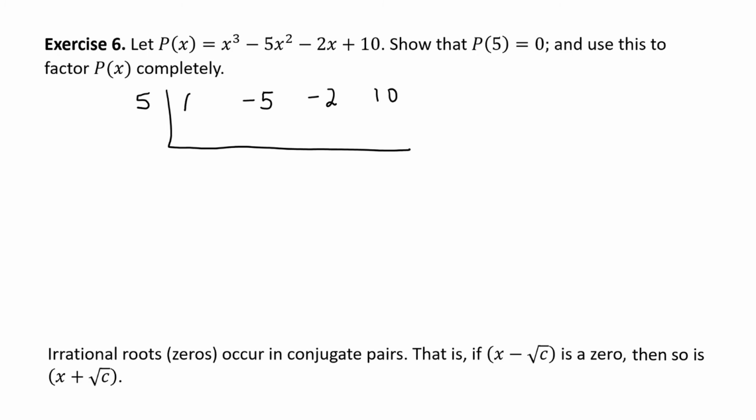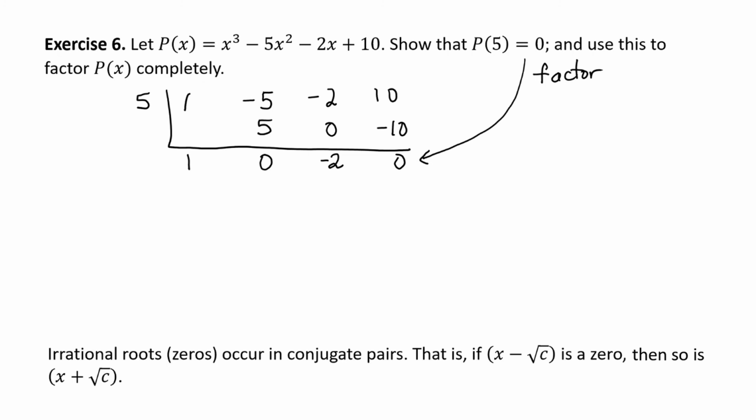Now let's do the synthetic division. Drop the 1 down. 1 times 5 is 5. Negative 5 plus 5, that sum is 0. 0 times 5 is 0. The sum of negative 2 and 0, that's negative 2. The product of negative 2 and 5, that's negative 10. And the sum of 10 and negative 10 is 0. The remainder of 0 lets us show that x minus 5 is a factor.